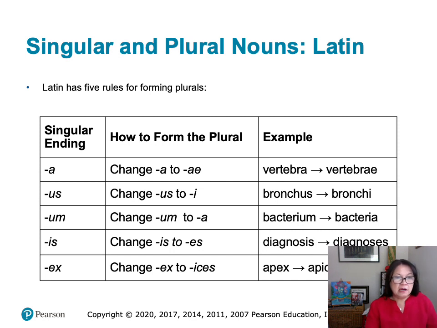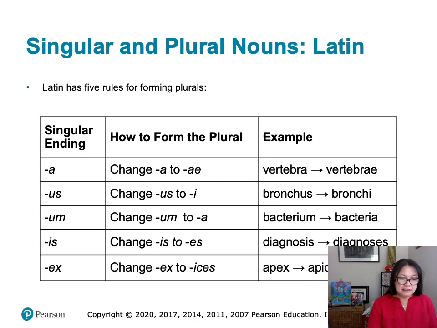Latin is slightly more complicated than Greek because it has 5 rules for forming plurals. Once again, the ending letters of the singular noun determine which rule applies. When a Latin singular noun ends in A, form the plural by changing the A to AE. So the singular noun vertebra becomes vertebrae, while the singular noun sclera becomes sclerae.